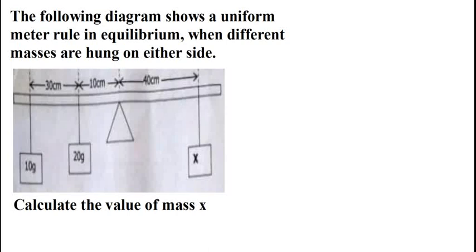solutions. Okay. So the question reads, the following diagram shows a uniform meter rule in equilibrium when different masses are hung on either side. Calculate the value of x. Okay, so this question is very simple and straightforward. The key is this word right here, equilibrium.